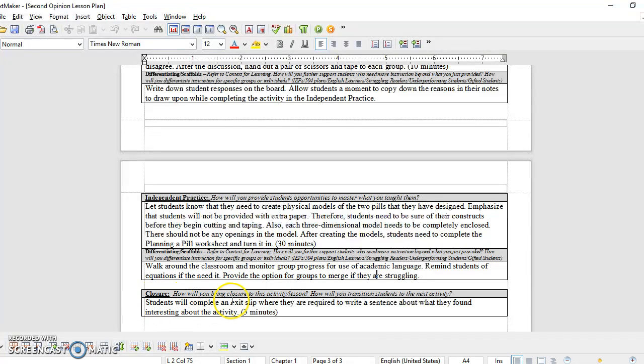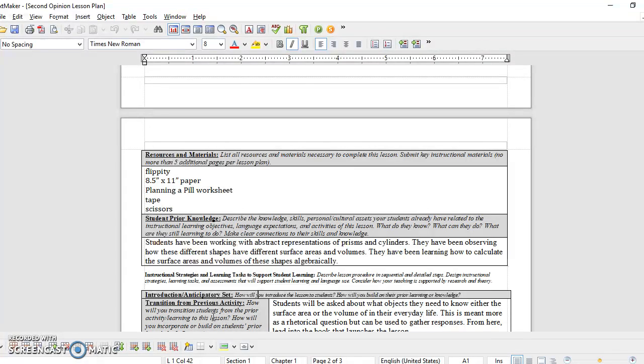Right here, the exit slip is the closure to the activity, where I can get a little bit of feedback about what they found interesting about the activity. So that's what I have right there. So resources and materials, I felt like I was getting a little too specific by mentioning Flippity, but that's how I'm going to be forming the groups, so I figured I can call that a resource. And the planning a pill worksheet is right here.